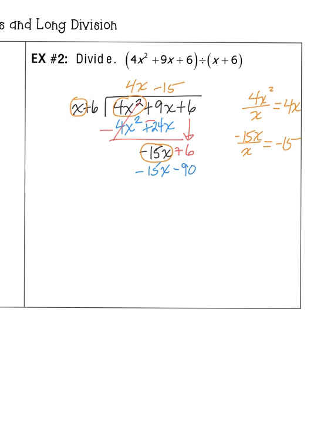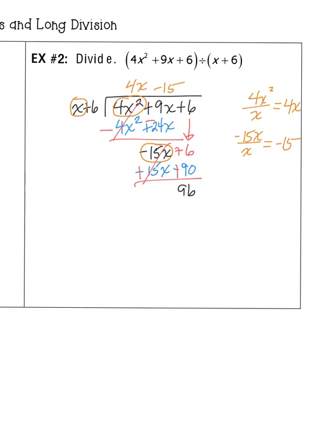Now, my favorite ditty, draw your line and change all your signs. 100% of the time, the first term is going to cancel. And then you're just going to add down. So a 6 and a 96 gives you 96. And then there's nothing left to bring down. So this is your remainder. This is your quotient. This is your divisor. This is your dividend. Because we have a remainder, that tells me that x plus 6 is not a factor of this polynomial.